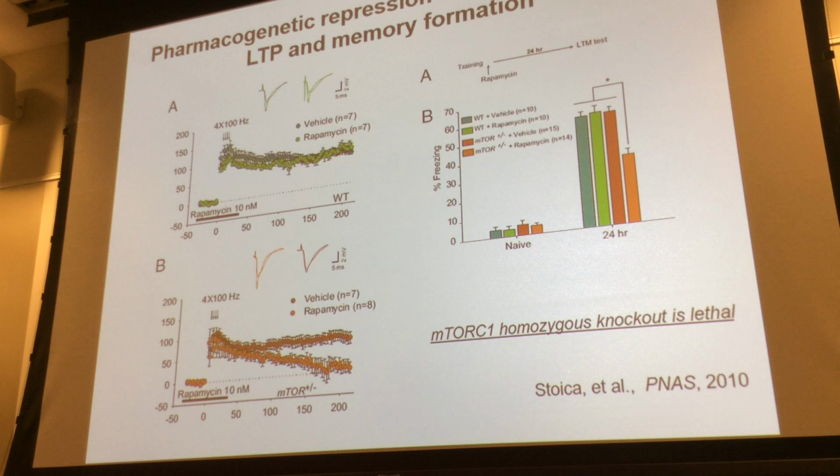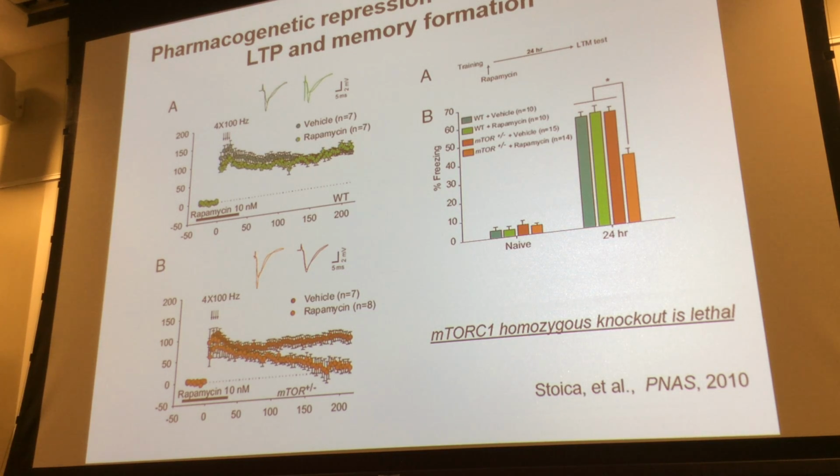So this is from Costa Mayonis group in Baylor. Here they have a fancy name, pharmacogenetic, but it's very easy to understand. As I said, if you knock down mTOR homozygous, it's not going to work because it's embryonic lethal. It's not going to do anything, right?